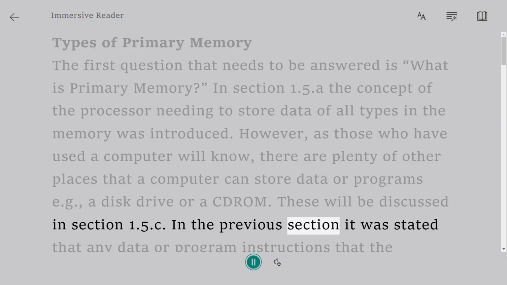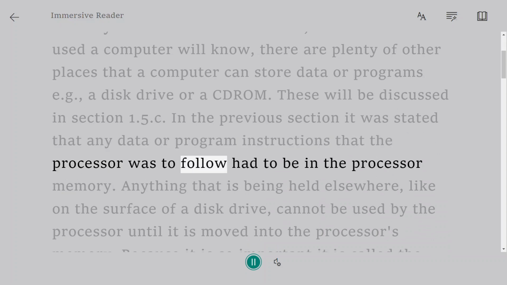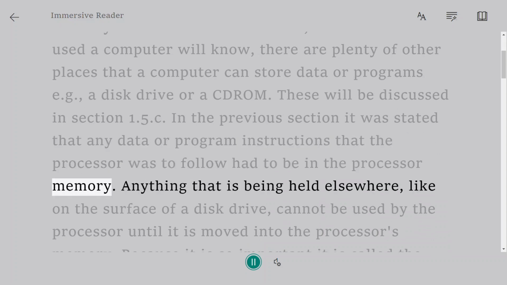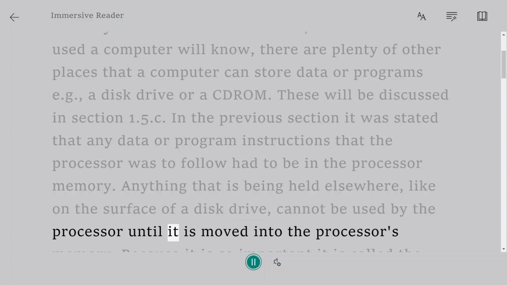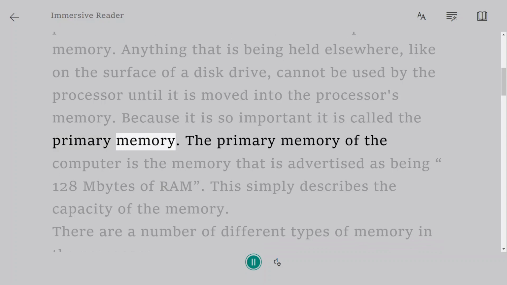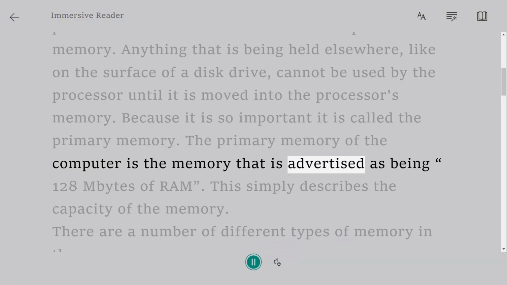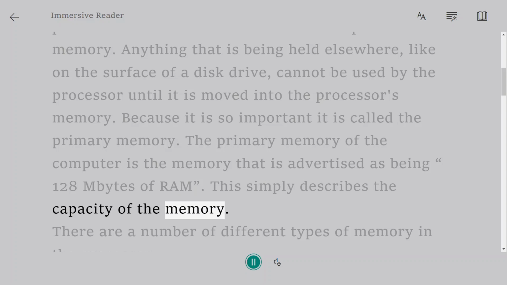These will be discussed in section 1.5c. In the previous section it was stated that any data or program instructions that the processor was to follow had to be in the processor memory. Anything that is being held elsewhere, like on the surface of a disk drive, cannot be used by the processor until it is moved into the processor's memory. Because it is so important, it is called the primary memory. The primary memory of the computer is the memory that is advertised as being 128 bytes of RAM. This simply describes the capacity of the memory.